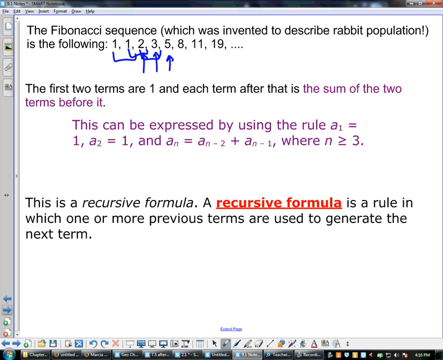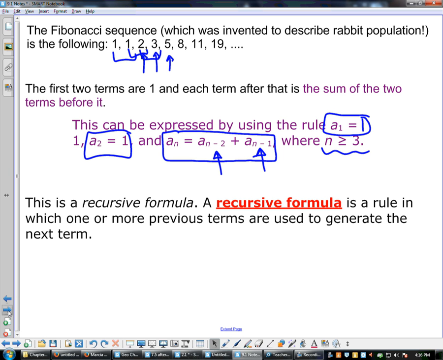So this can be expressed using this rule, that a sub 1 is equal to 1, a sub 2 is equal to 1, and then a sub n is equal to a sub n minus 2 plus a sub n minus 1. This, a sub n minus 2, means two terms back from your current term, and a sub n minus 1 means one term back from your current term, where n is greater than or equal to 3. This is called a recursive formula. A recursive formula is a rule in which one or more previous terms are used to generate the next term.